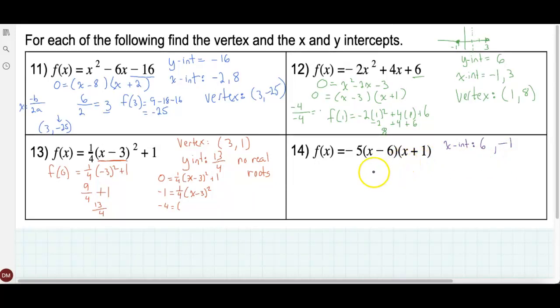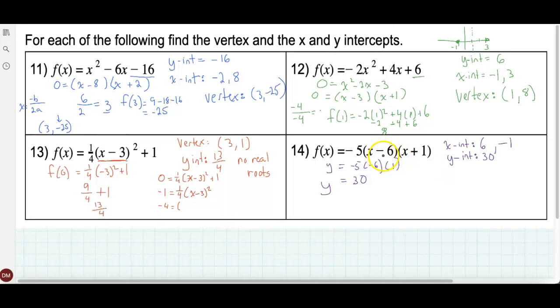If I want to find the y-intercept, I'm going to make x equal to 0. So let's see what that's equal to. So it's -5 times -6 times 1. Okay, well that's just 30, so equals 30. So the y-intercept is equal to 30. Okay, so put that here. The y-intercept is 30, and the vertex.